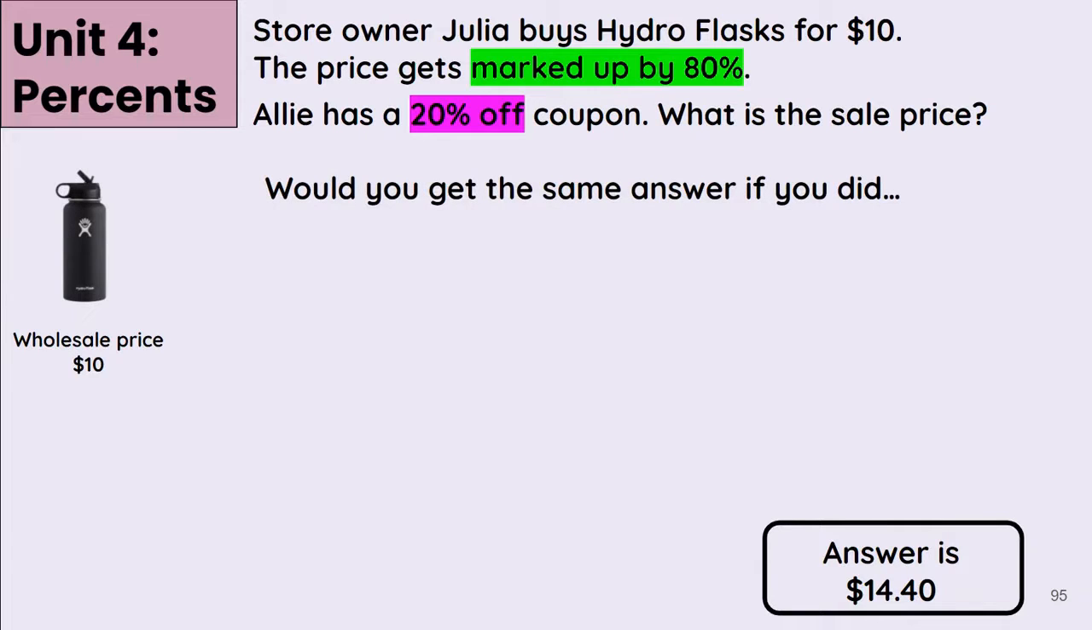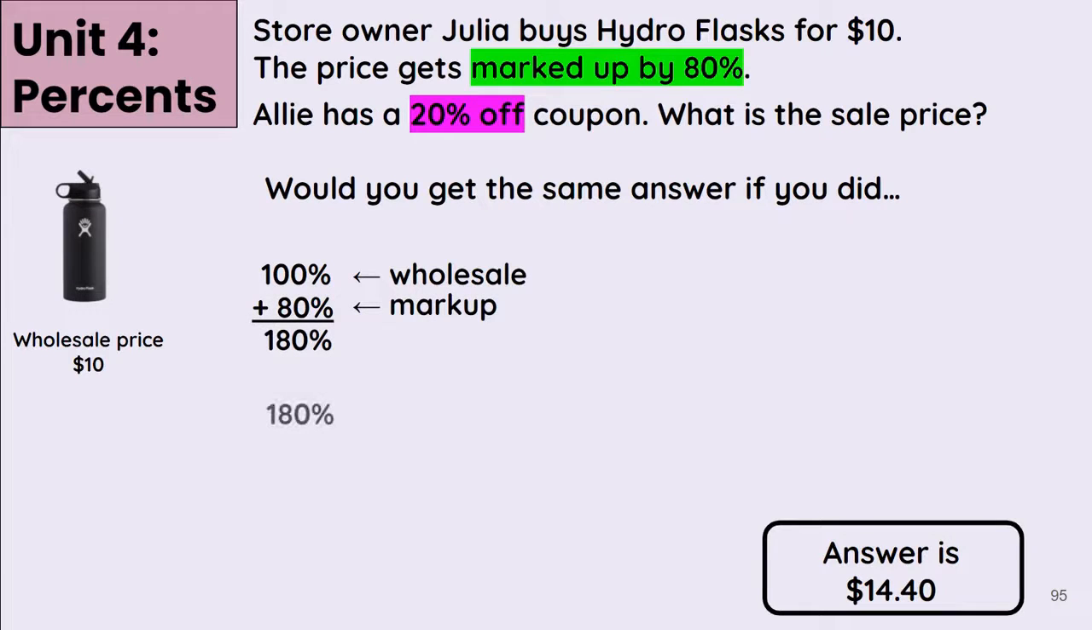Would you get the same answer if you did this? So you're going to start with 100% of the price. You're going to add the 80% markup. Then you have 180% of the price and you take 20% off. And that's 160%. Would you get the same answer if you found 160% of the wholesale price? Go ahead and try it out. Go ahead and do 1.60 times $10 and see if you get the right answer.